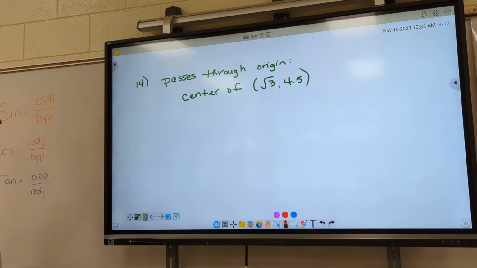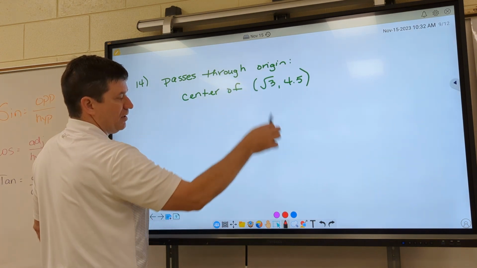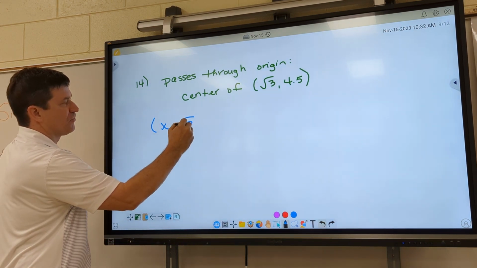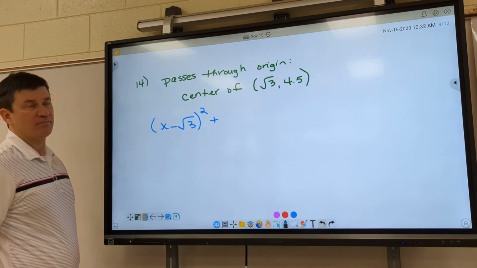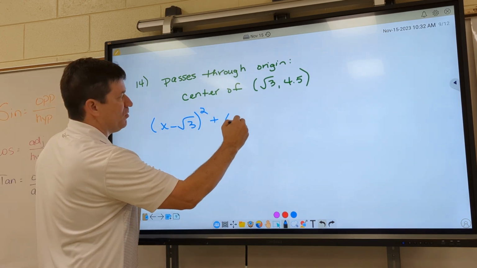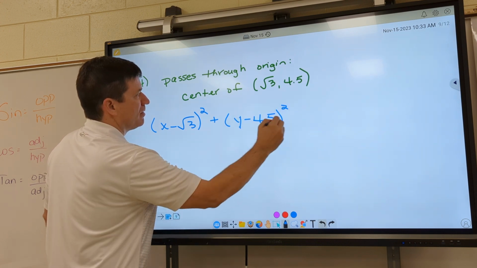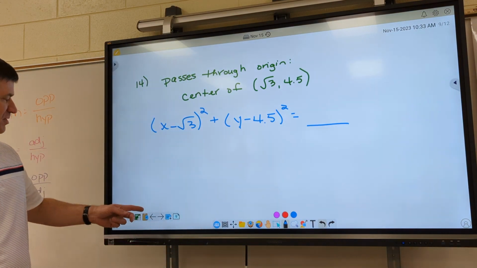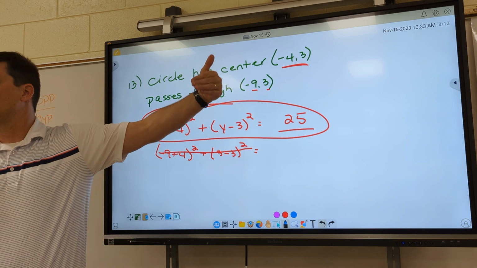All right, on 13, I said you always start with the center. So, Ashlyn, look at your center, and you just flip your signs on it. So it'll be x minus root 3 squared plus, flip our sign again, y minus 4.5 squared equals. How did we find that number that it equals on 13? What did we do? Go back and look. We plugged in negative 9 and 3. They gave us the point to plug in.